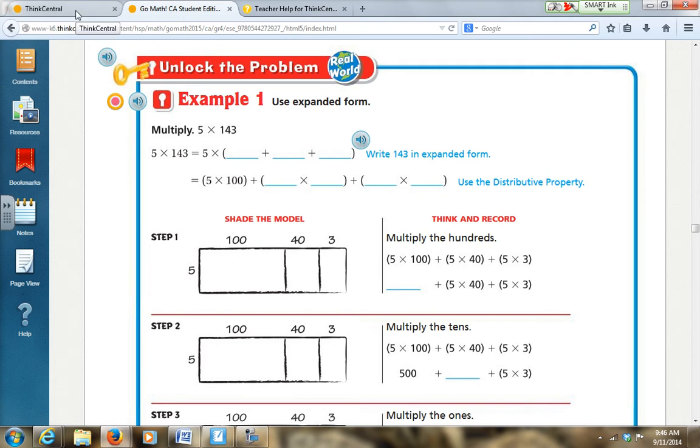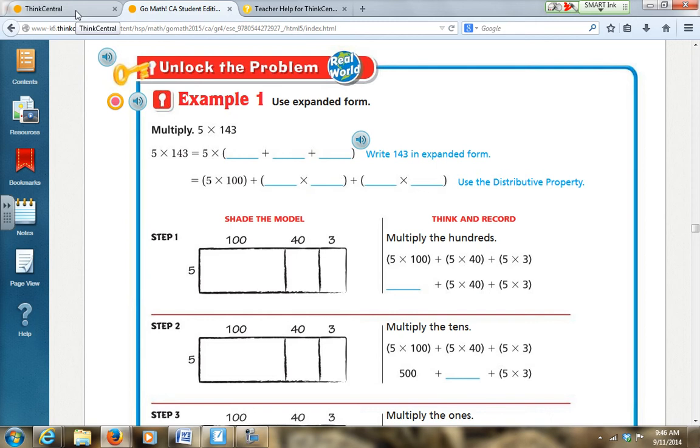Okay, so yesterday we used distributive form, right? Since we've already said this, today we're going to use expanded form. And as Heather explained, expanded form is using place value to break a big number apart. So we have 5 times 143, and we can break 143 into expanded form.